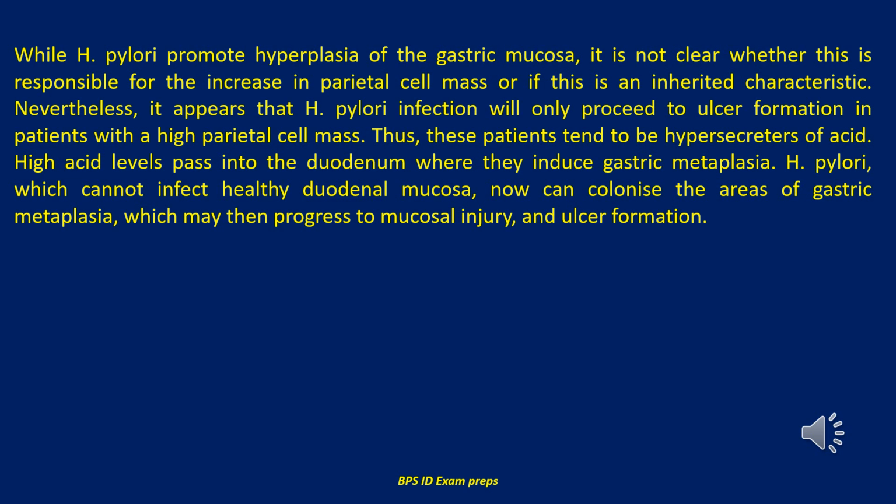Nevertheless, it appears that Helicobacter pylori infection will only proceed to ulcer formation in patients with a high parietal cell mass. Thus, these patients tend to be hypersecretors of acid. High acid levels pass into the duodenum where they induce gastric metaplasia. Helicobacter pylori, which cannot infect healthy duodenal mucosa, now can colonize the areas of gastric metaplasia, which may then progress to mucosal injury, and ulcer formation.